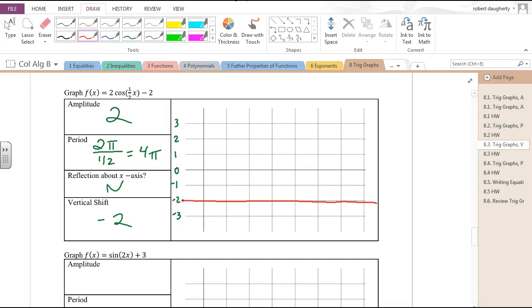So the period is 4 pi. So 1, 2, 3, 4. That's 4 pi. That makes this 2 pi, pi, and 3 pi. So cosine. Where does a cosine graph normally start? Nope. It normally starts at 1.